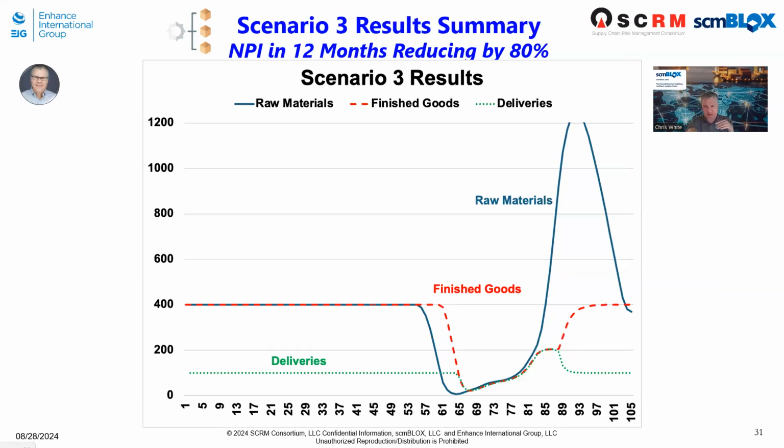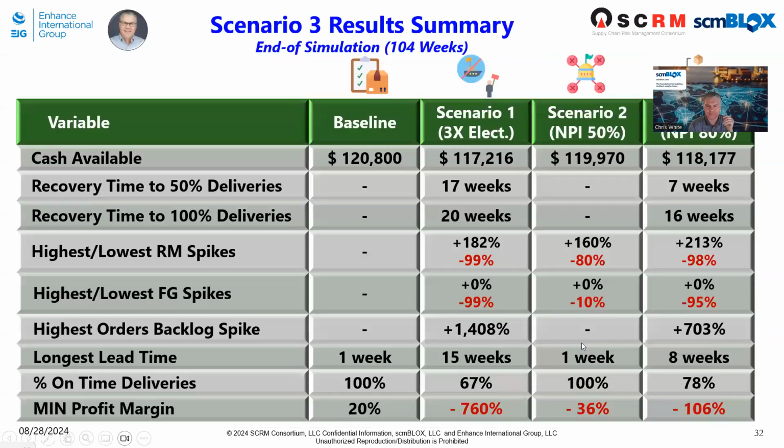But because it dips, our finished goods eventually dip. Our deliveries do suffer for a while, and you can see we kind of come out, and then finally we're back to our status quo. Looking at the chart for that now, looking at the table, we see finances somewhere in between scenario 1 and 2. That's kind of what we're seeing. All the results are in between.